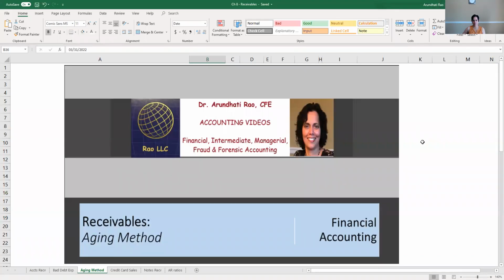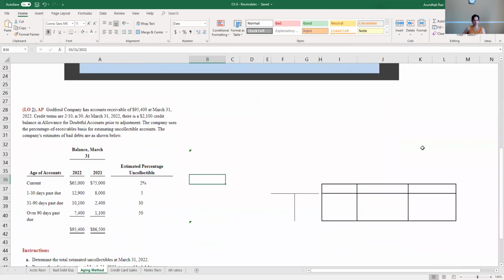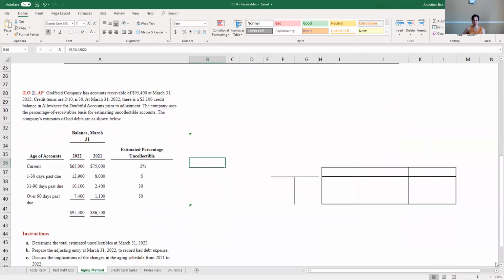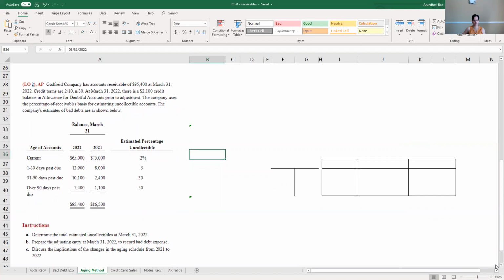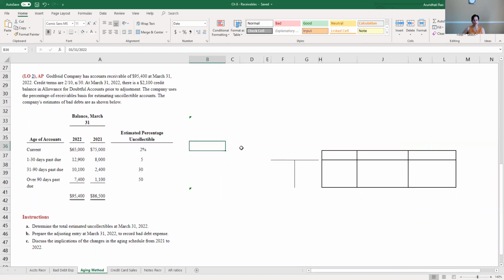Welcome to another accounting video in which we're going to talk about the aging of receivables method of accounting for the allowance for doubtful accounts at the end of the period. This is another valuation method for receivables. Let's take a look at a quick exercise and see how we would use this information to do our journal entry and decide on the number that goes into the balance sheet.